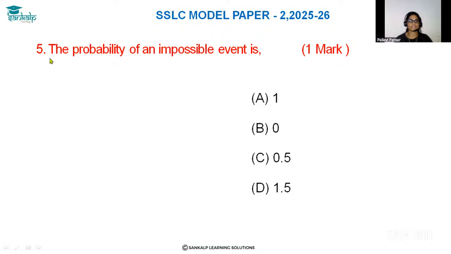Hello everyone. Look at question number 5. The probability of an impossible event is. Look at the options: A 1, B 0, C 0.5, D 1.5. So here, impossible event. So an impossible event means that it cannot happen under the circumstance.